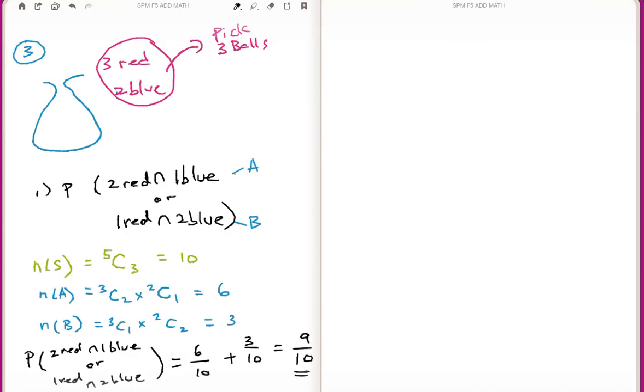Okay, so this is an example where events A and B are mutually exclusive. They are mutually exclusive because A and B do not really interact. You know that A and B is actually 0. Because of that, you're able to use it. Because you know it's 2 red, 1 blue, or 1 red, 2 blues.